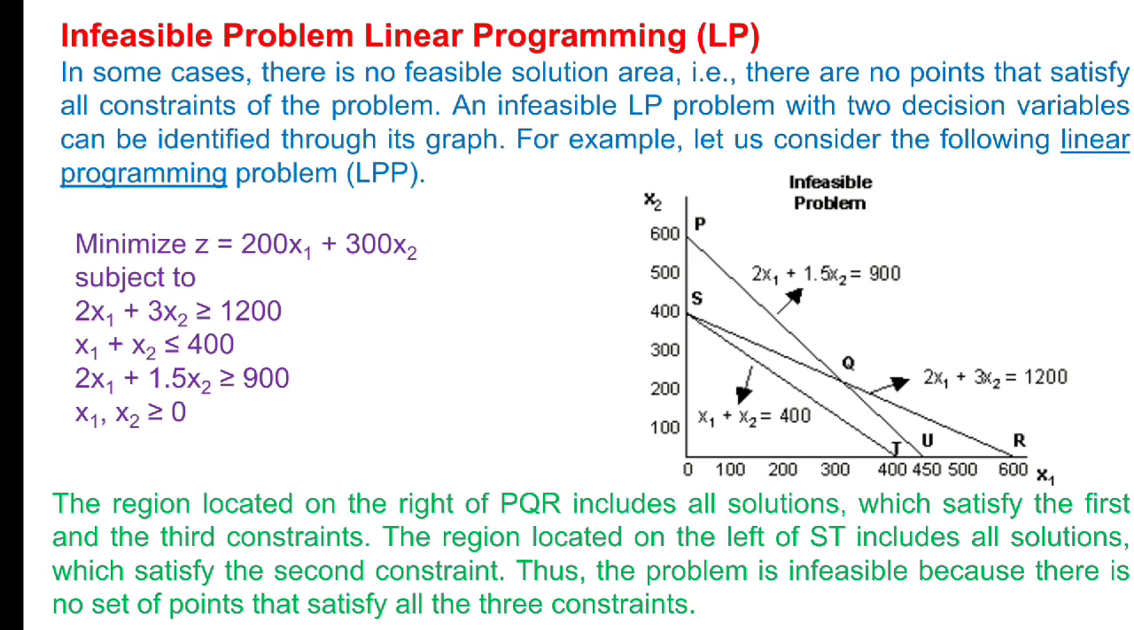The region located on the right of PQR includes all solutions which satisfy the first and the third constraints. The region located on the left of the straight line ST includes all solutions which satisfy the second constraint. Thus the problem is infeasible because all the three constraints are not satisfied. There is no set of points that satisfies all the three constraints. This is called an infeasible problem in linear programming.